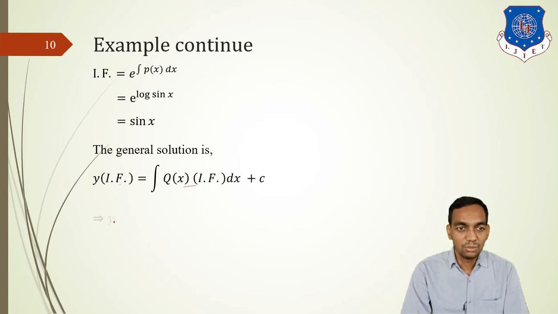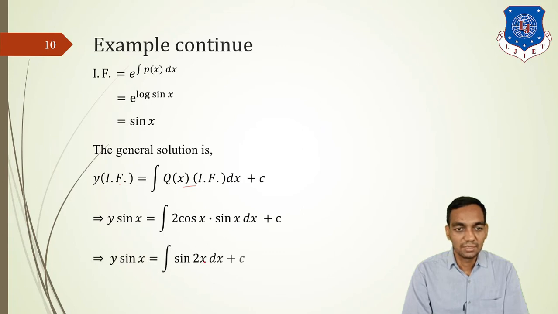Now y into sin x is equal to integration 2 cos x into sin x dx. Now 2 cos x into sin x, that is sin 2x. And the integration of sin 2x is minus cos 2x by 2 plus c. So this is the answer.